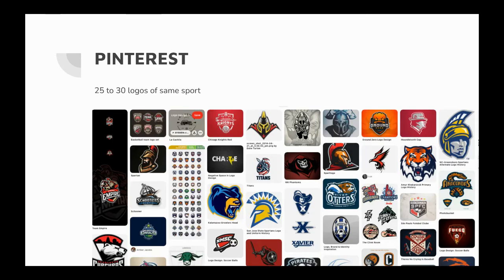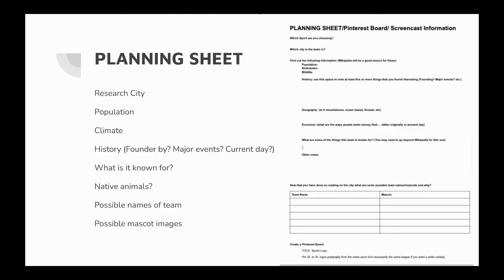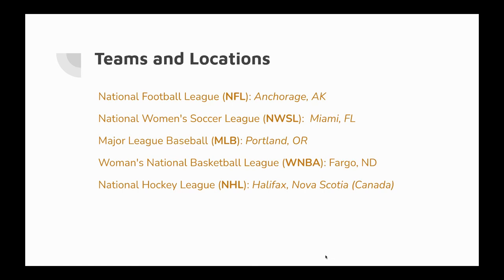So here are examples. You'll do your Pinterest board and your planning sheet. You'll start with the planning sheet, then you'll do your Pinterest board. And you're going to research the city, and I've got some information spots here available for you to take notes. I also have the Pinterest board explanation and the screencast that you'll do from this. Again, these are the teams and the locations.